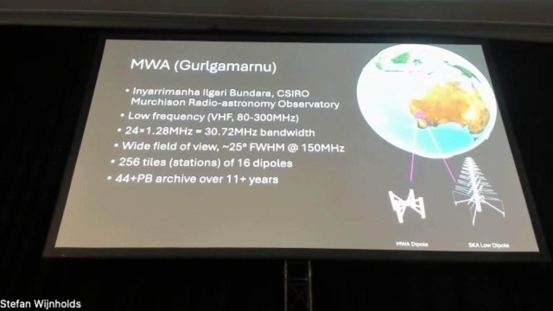And it's just had a bit of an upgrade. So it can process 256 tiles at a time. And one of its greatest strengths is the 44 or so terabyte archive that has been collected over the last 11 years. So all you need to access this is an MWA ASVO, All Sky Virtual Observatory, account.